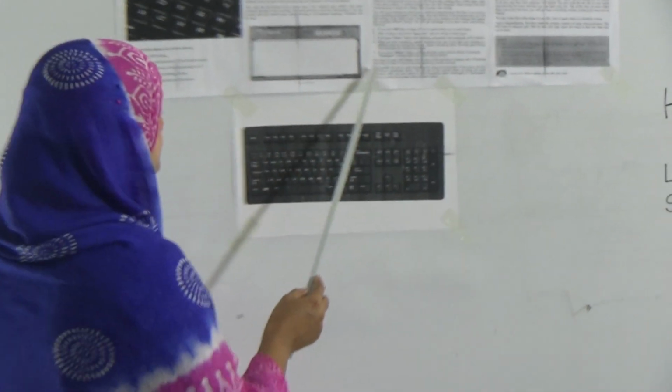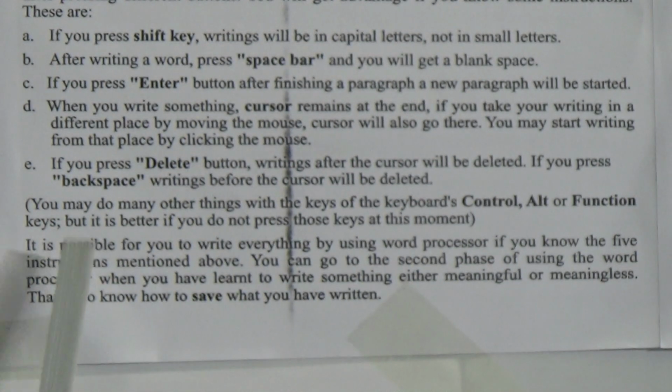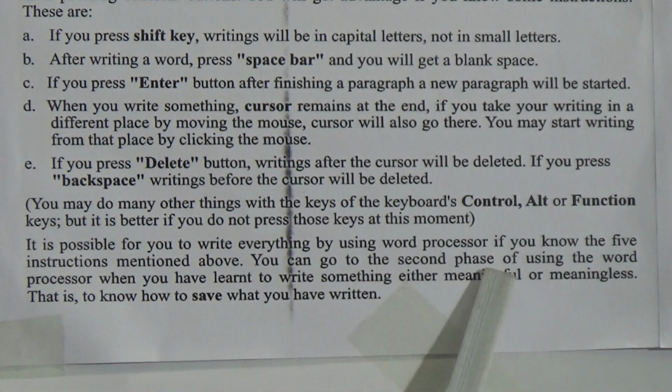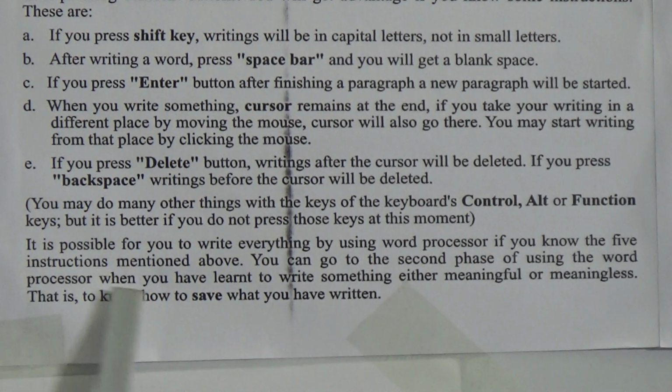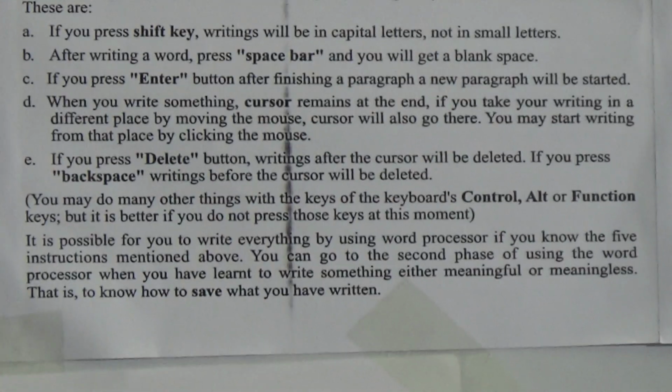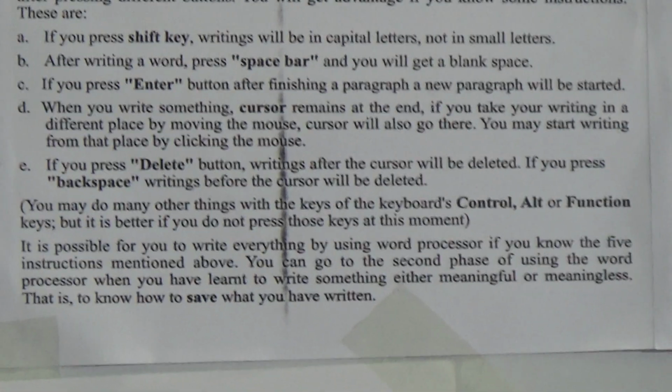Okay, now it is possible for you to write everything by using a word processor if you know the 5 instructions mentioned above. You can go to the second phase of using the word processor when you have learned to write something, either meaningful or meaningless. That is to know how to save what you have written. So after writing something, you have to save it for later use.